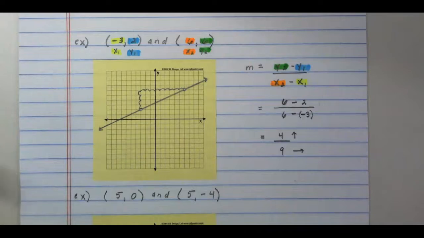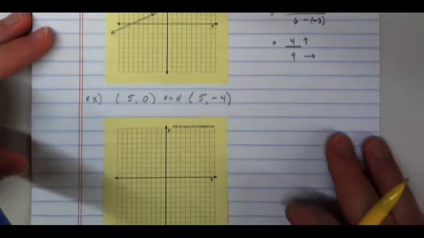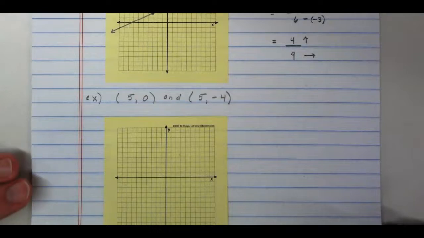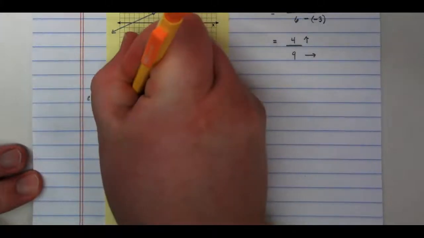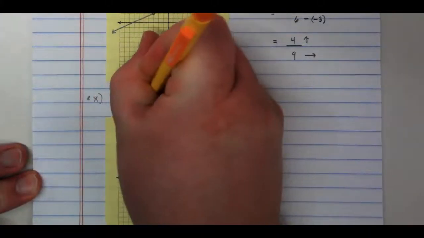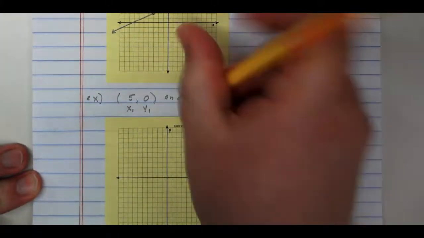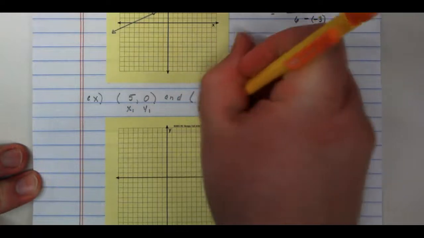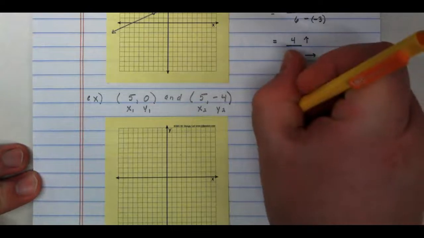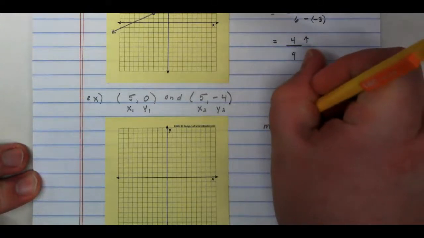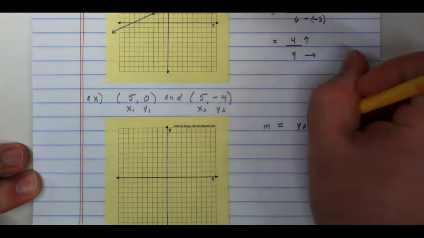So that's our first example. Let's take a look at another example. Here we have 5, 0 and 5, -4. So again, we start out the same way. We're going to write out x1, y1, x2, y2. We're going to jot our formula down. And you'll become very familiar with this formula because we use it so many times.